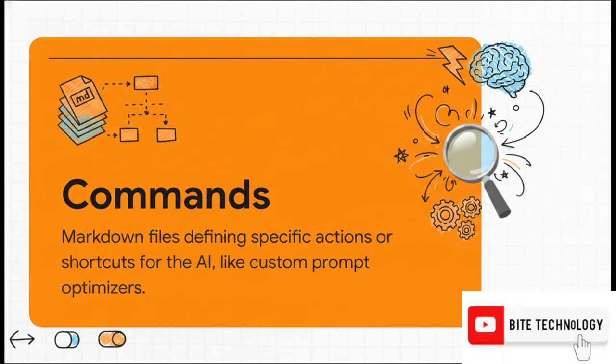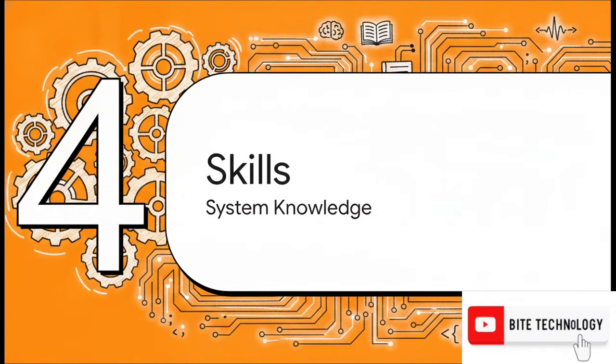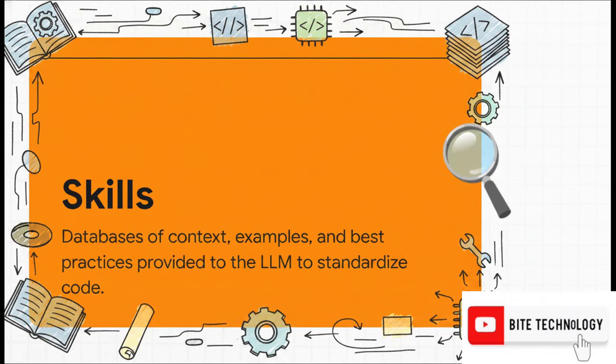It's a real game changer. Next up, part 4, skills, system knowledge. This represents the critical knowledge base your AI actually needs to write good code. I like to think of skills as the official training manuals for your AI, because instead of getting super generic, textbook-style code back from the LLM, skills force the AI to stick to specific frameworks, your company's internal design patterns, or even imported community standards.